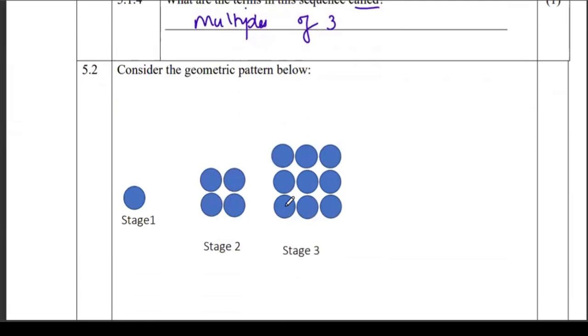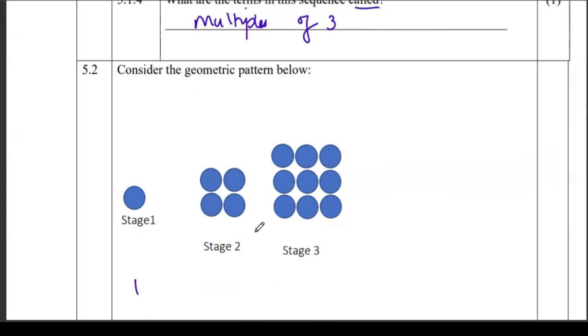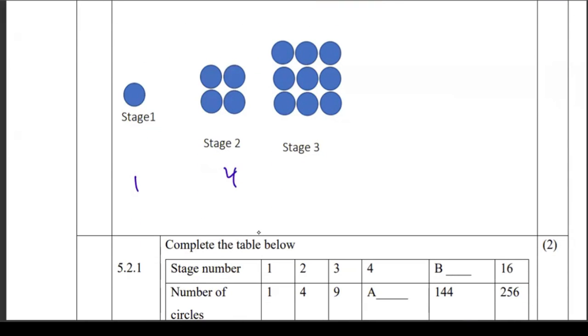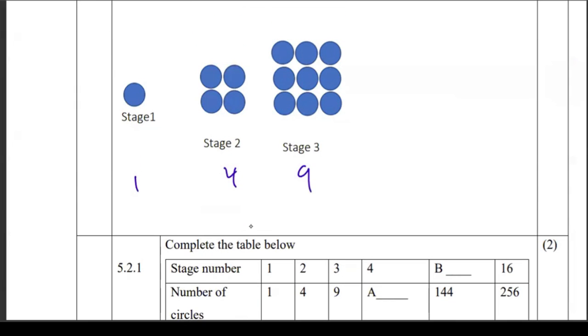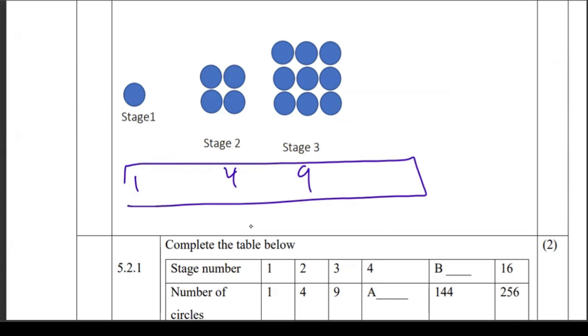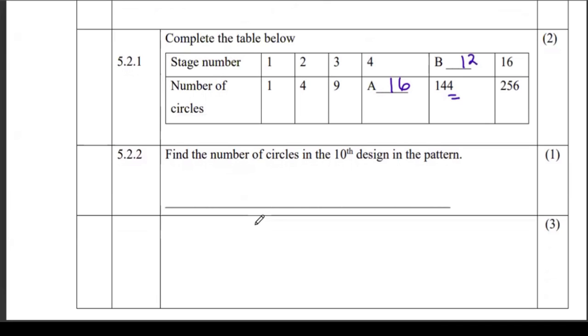And then consider the geometric pattern. We have stage 2, we have 4 squares or 4 circles, and then we have 9. They want us to complete the table. So these are square numbers if you look at it. 1 squared is a 1, 2 squared is a 4, 3 squared is a 9, meaning that 4 squared is going to be a 16. What gives us 144 is going to be 12. Then find the number of circles in the 10th pattern. So T10 is going to be 10 times 10, which becomes 100.